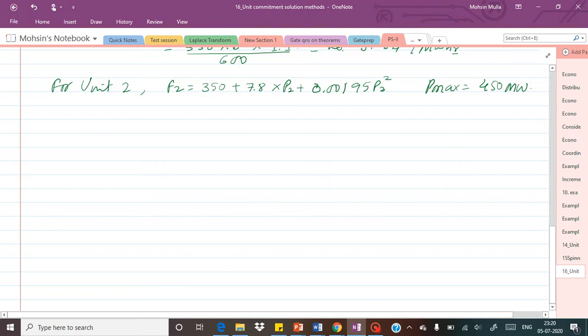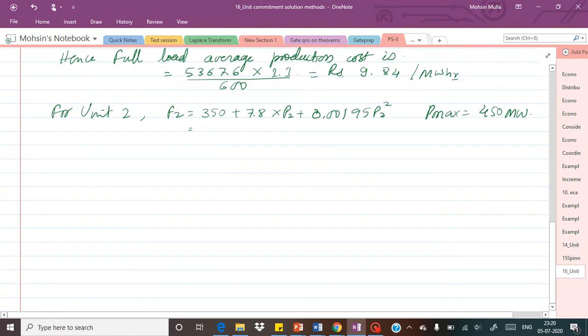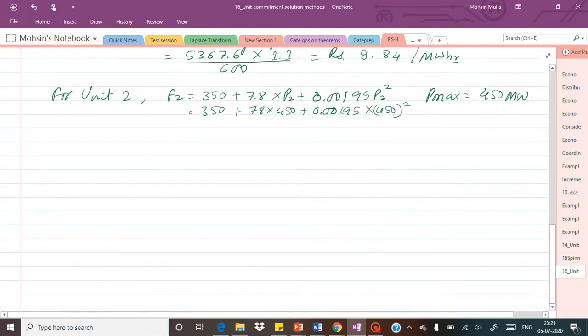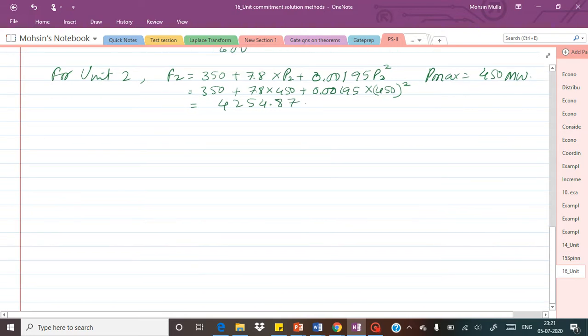Okay, so now let us try to calculate again the average cost here. Let us first substitute this 450 megawatt, and let us see what is the total units produced. So 350 plus 7.8 into 450 plus 0.00195 into 450 square. Finding out this value, it will come around 4254.87.